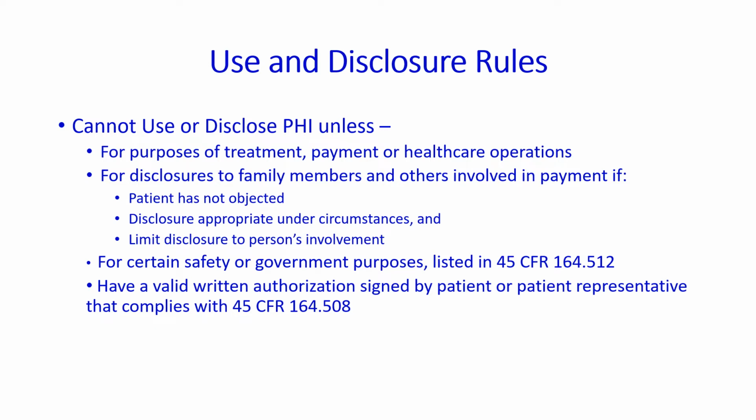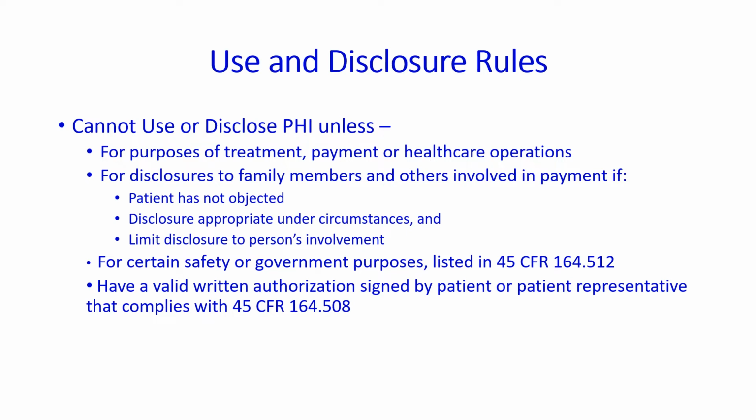PHI may be disclosed to family members or others close to the patient when payment arrangements are being made if the following circumstances exist. The patient has not objected to that disclosure. Limited PHI is only disclosed under appropriate circumstances, and the PHI disclosed is only limited to the scope of that person's involvement. For example, one child of the patient might be financially responsible for the patient while the other child handles the patient's medical needs. If a bill were under review, we wouldn't discuss clinical needs with a child with financial responsibility. We would only discuss payment obligations and arrangements.